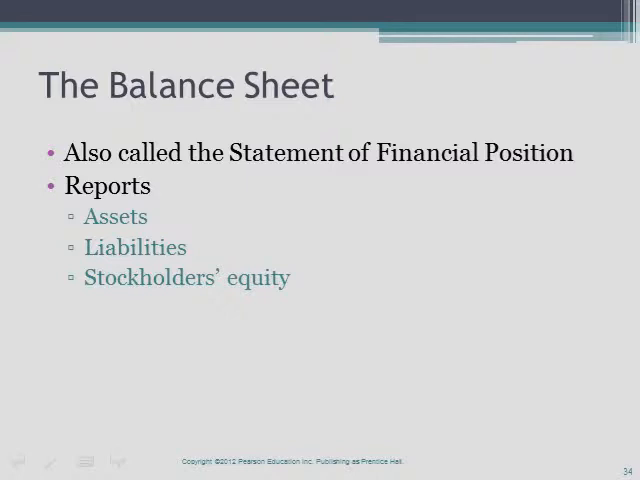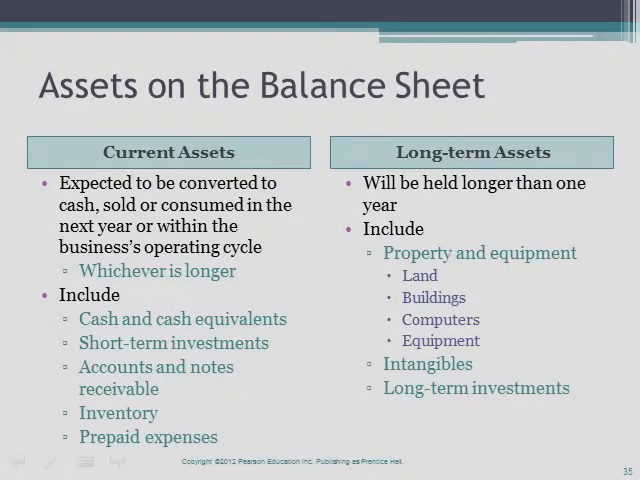A company's balance sheet, also called the Statement of Financial Position, reports 3 items, and we've talked about those. They include assets, liabilities, and stockholders' equity. There are 2 main categories of assets, current and long-term or non-current. Current assets are assets that are expected to be converted to cash, sold, or consumed during the next 12 months or within the business's operating cycle if longer than a year.